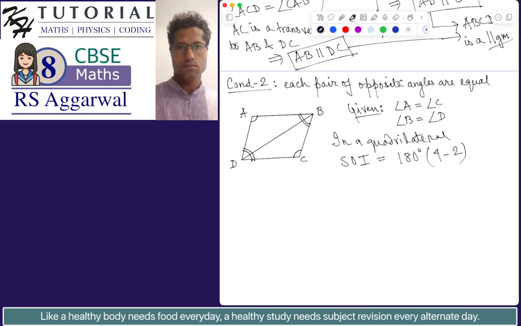Or you should be knowing that from the properties of a quadrilateral, the sum of the interior angles of a quadrilateral is always 360 degrees. So this is equal to 360 degrees. Now this means that angle A plus angle B plus angle C plus angle D is equal to 360 degrees.